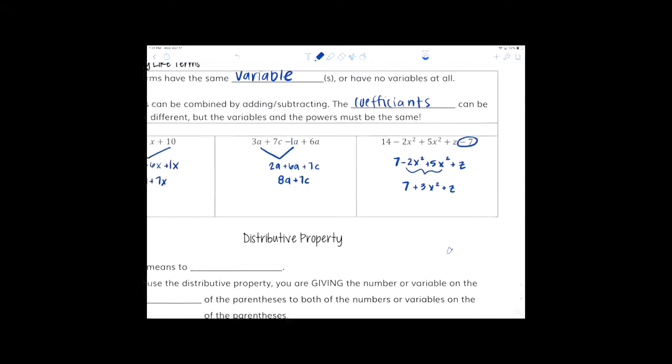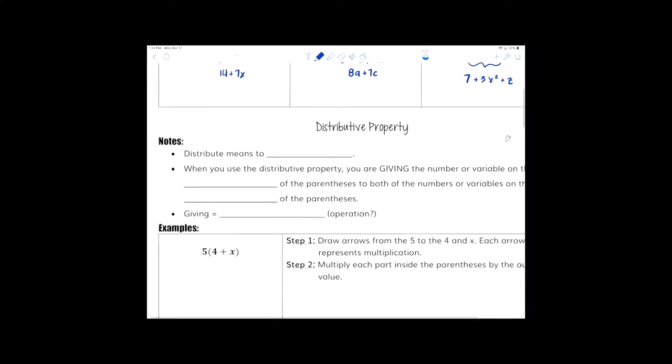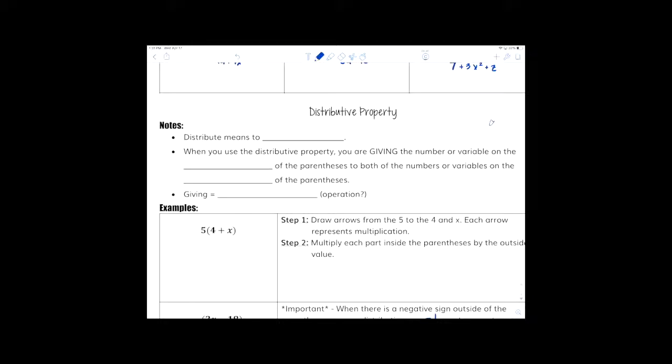Okay? So that was our review from last week. Now we're going to move on to the new stuff. Before we move on, do we have any questions on combining like terms? No? Okay, so we're going to move on. So do you guys sort of kind of remember the distributive property? Maybe? Maybe once you see it, it'll refresh your memory here.